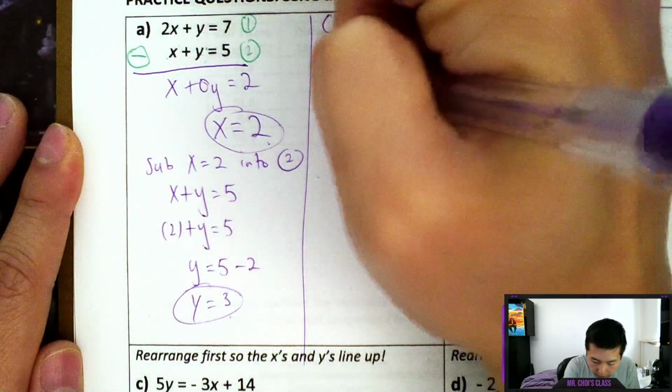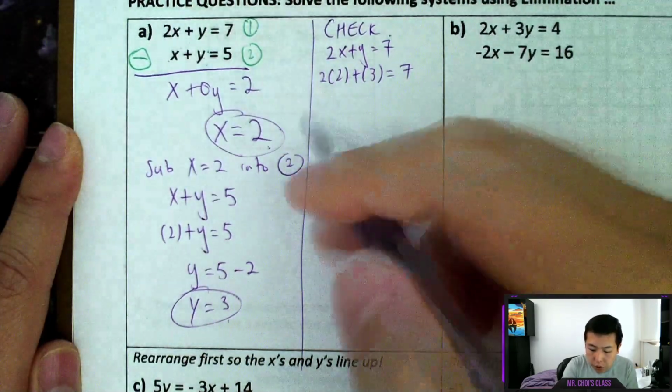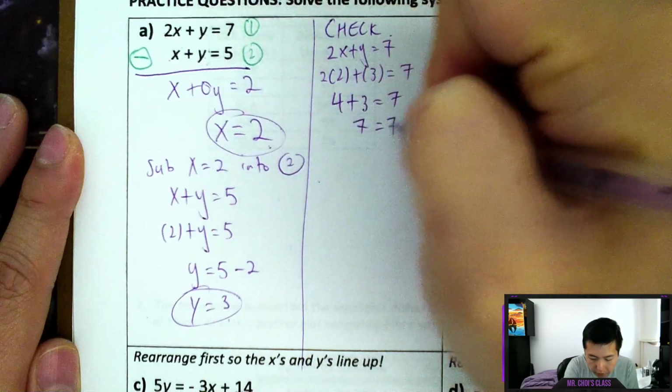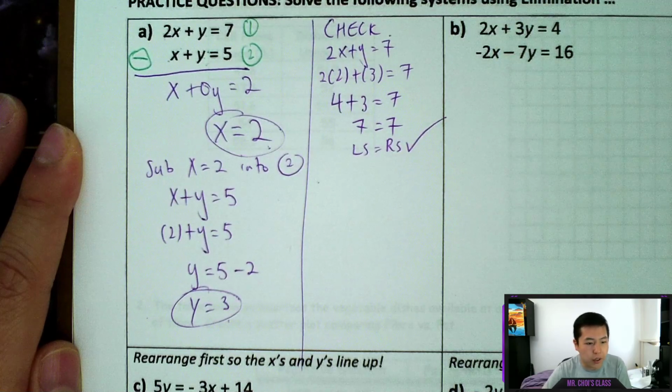I'm going to replace the x with 2 and y with 3. And so 2 times 2 is 4, plus 3 is 7. 7 equals 7, so left side equals right side. So there's a check there.